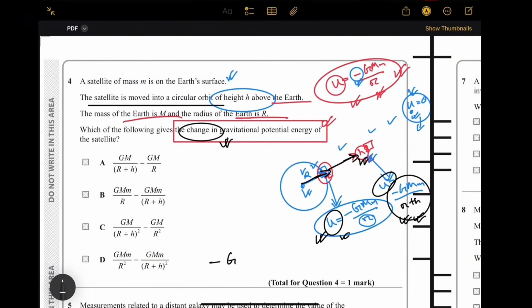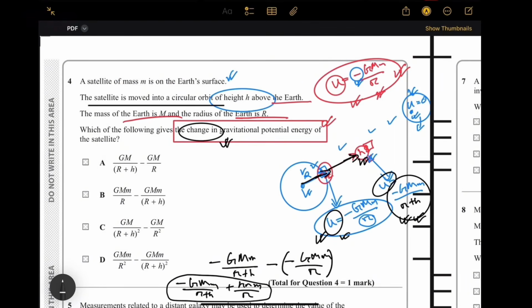Now what we can do is minus GM/r plus h minus GM/r. So this minus minus becomes a positive value: minus GM/(r+h) plus GM/r. So what we will do right now is write it as plus GM/r minus GM/(r+h). So basically this is our correct answer, B. This is how we will derive the question.